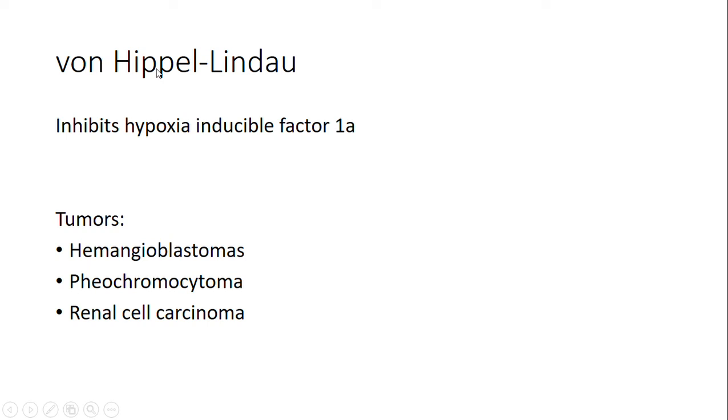Lastly, we have von Hippel-Lindau, which inhibits hypoxia-inducible factor 1A. Since the name, it will form very vascular tumors, since they are induced by hypoxia. So we have hemangioblastomas, pheochromocytomas, and renal cell carcinomas.